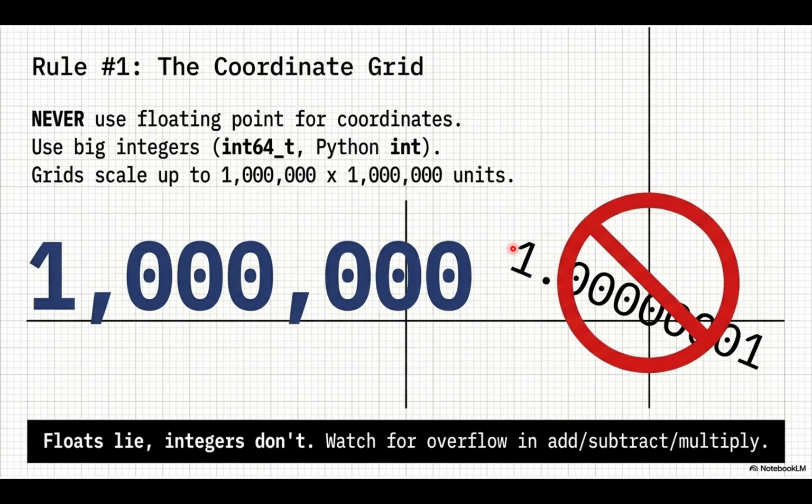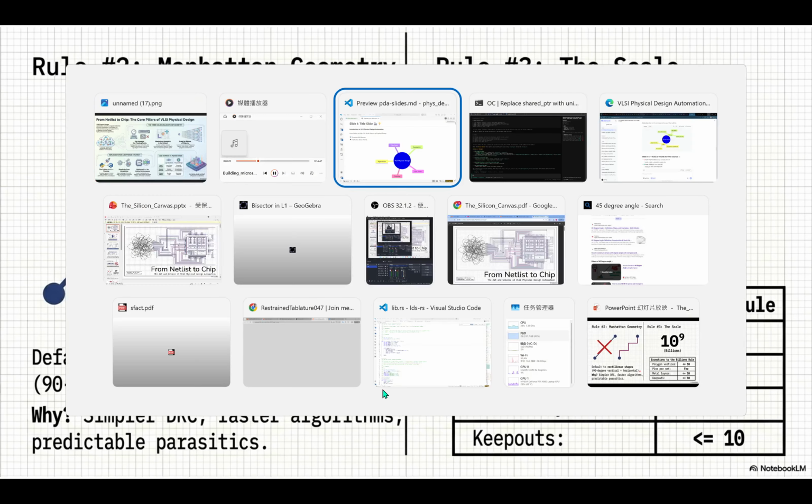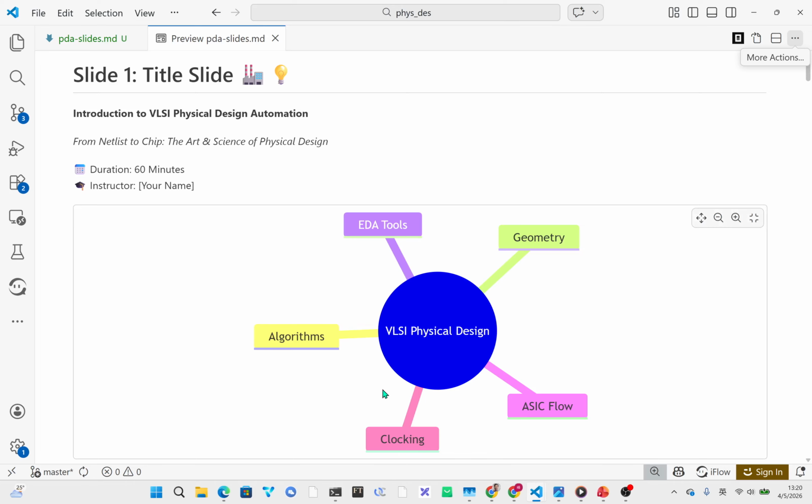Which naturally leads to the next massive constraint, which is Manhattan geometry. You're defaulting entirely to rectilinear shapes. Yes, the entire chip is constructed using 90-degree vertical and horizontal lines. That is so wild to me. Very rarely you might see an abstract 45-degree line, but arbitrary curves are completely forbidden.